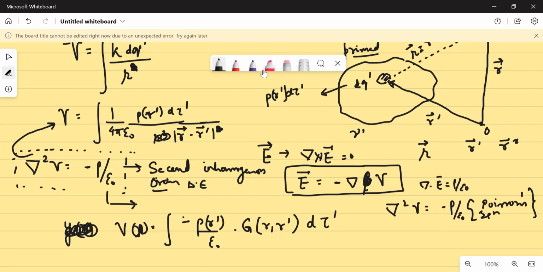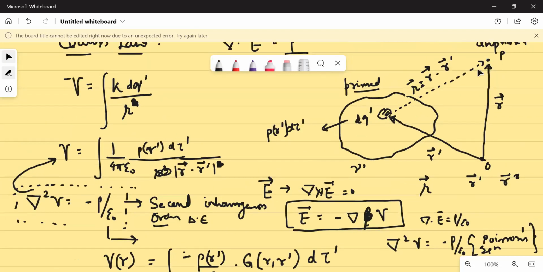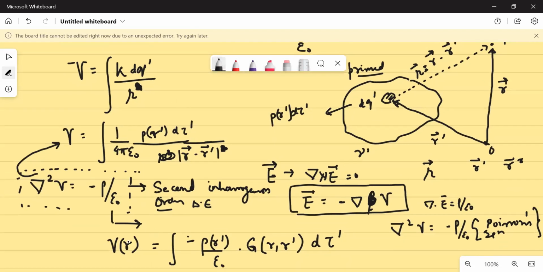I think now there will be problem with people. Are you getting my point, or are you not getting my point? You see, what I want to suggest is, I want to find the potential at this particular point, that is point P. And del square V is equal to minus rho upon epsilon naught is something that I know. This is from the Gauss law. I know that this is true.